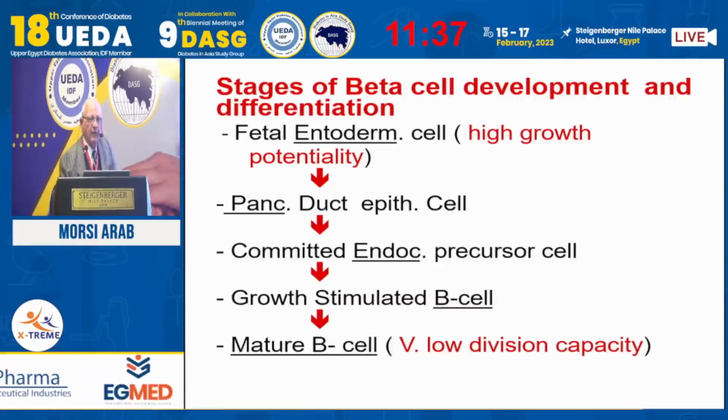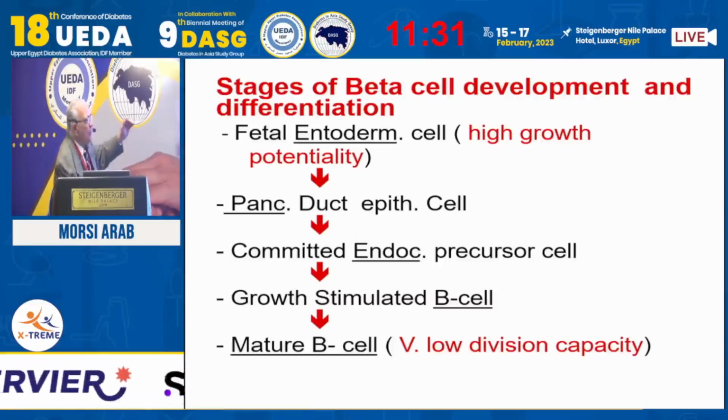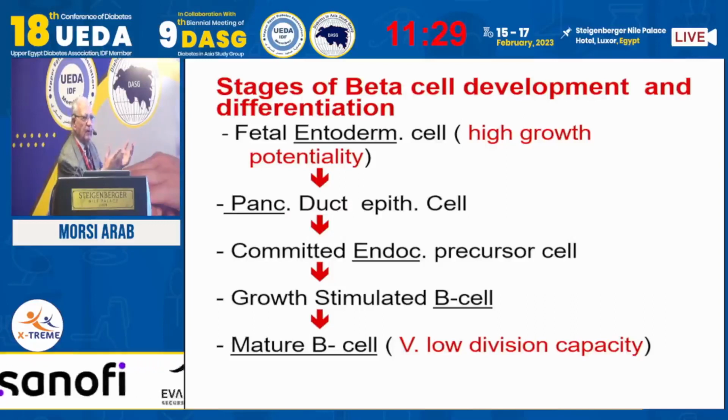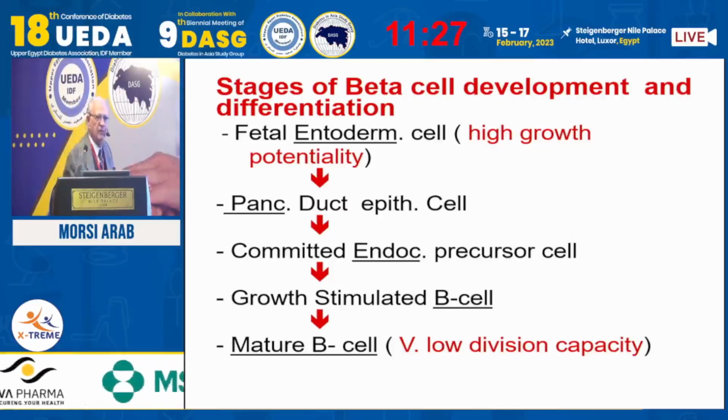Now, for example, if a particular cell is going to stop proliferating and starts to differentiate.